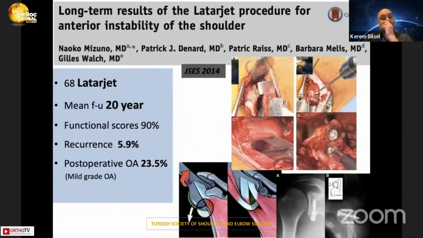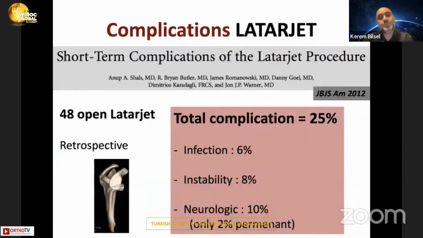This is a very good study with long-term results, which was done by Gilles Walch. Mean follow-up is 20 years, and as you see, the function scores and the recurrence rate are very good. But when we look at postoperative osteoarthritis, it's a little bit high. This is radiologic osteoarthritis. It doesn't have any effect on the physical examination of the patient.